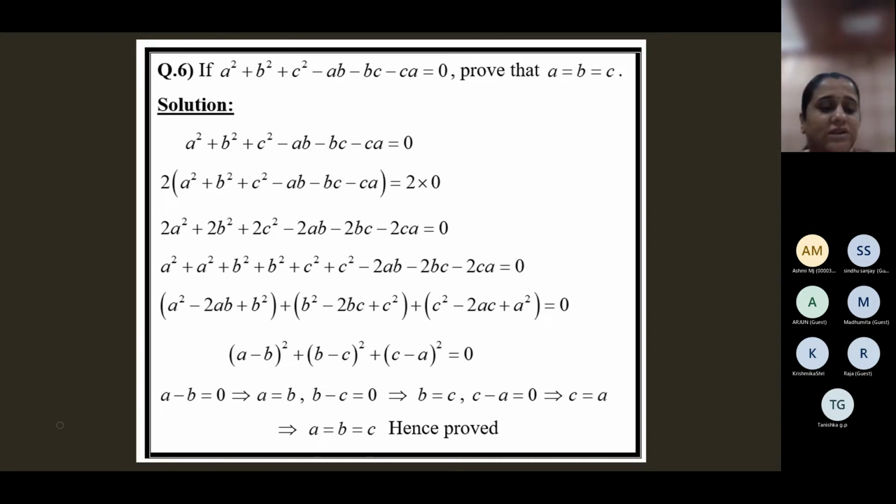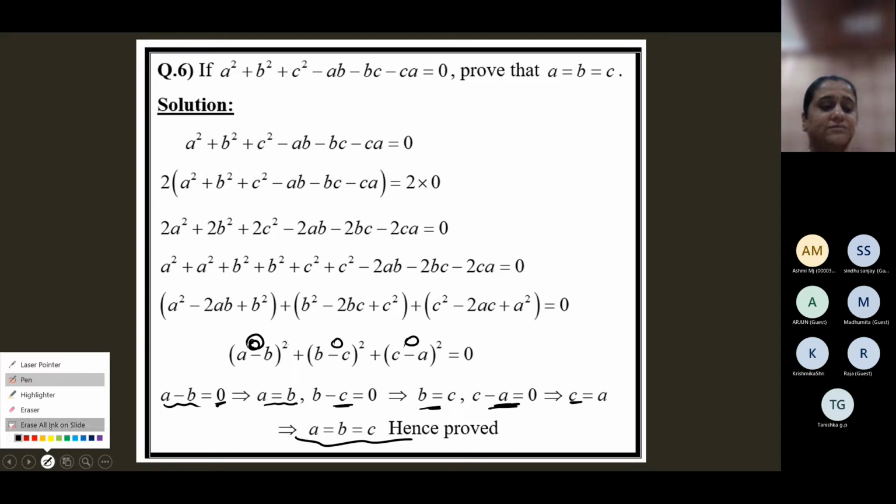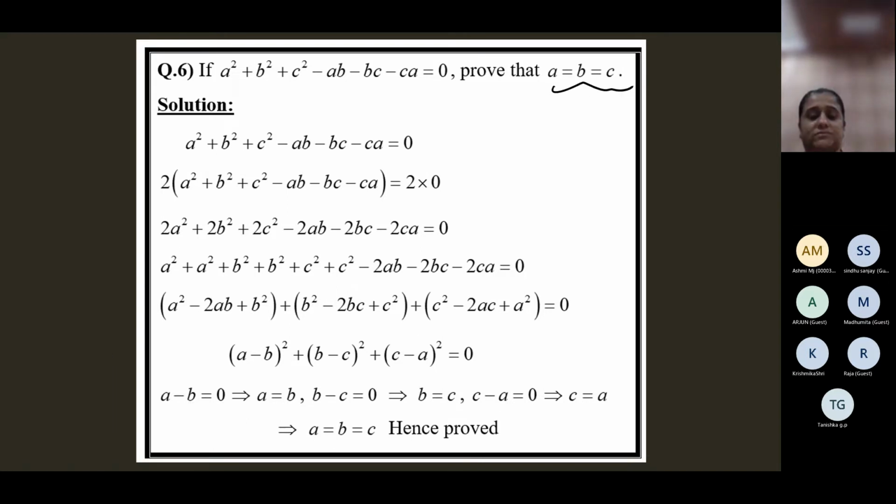At this point, we understand that a minus b should be 0. Then only 0 square is 0. Similarly, b minus c should be 0, c minus a should be 0. So if a minus b is 0, on transposing, a is equal to b. B minus c is 0, b is equal to c. C minus a is 0, c is equal to a. So from this, we get a is equal to b is equal to c. And we've proved that. Please write down, children. Write down and then you can ask me your questions.